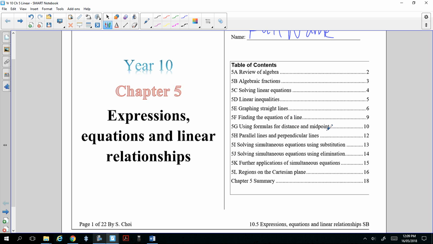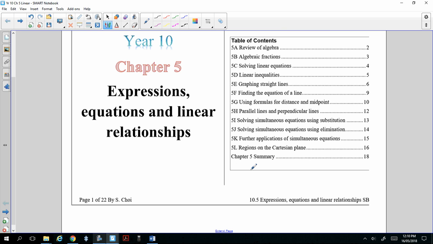Hopefully these are the things you remember from last year. Parallel, perpendicular, and then there's simultaneous equations. And then the only new thing is regions on a Cartesian plane. So I would say the majority of these are revision of last year's work. It's like a revision of 3 topics in one topic. So algebra, number plane, and simultaneous equations, all in one topic, but it's all revision.